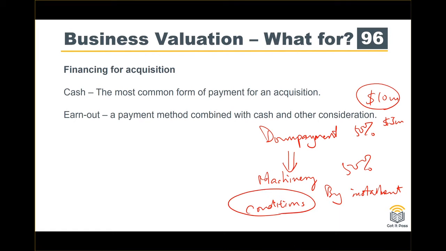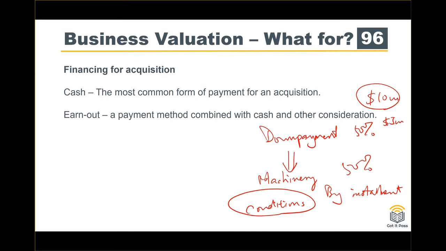Like the machine can perform well, can deliver what you expect, and also can deliver the profits to you. Okay, just an example. Then you will pay for it. Earnout is quite similar to what I described for the payment on the machine. It means the payment method comes out of cash. Cash means you have to pay now.